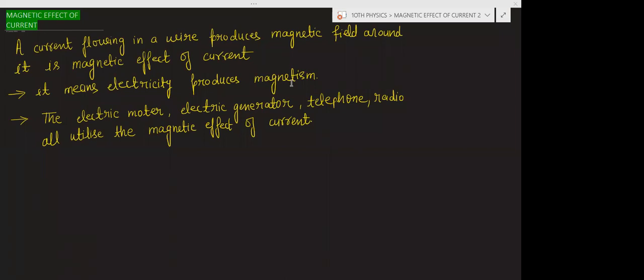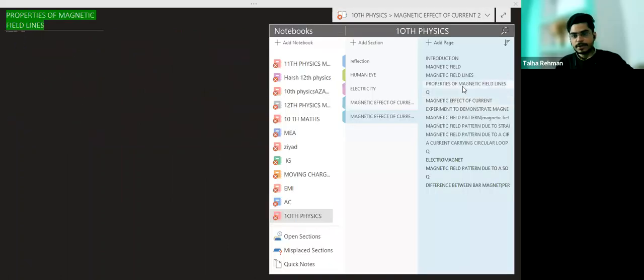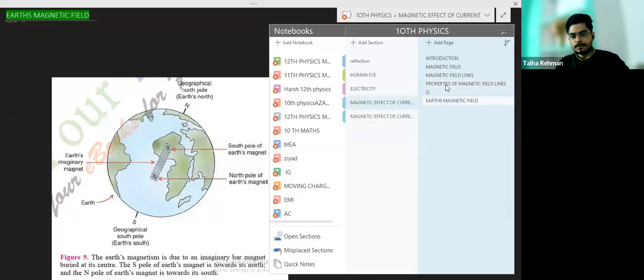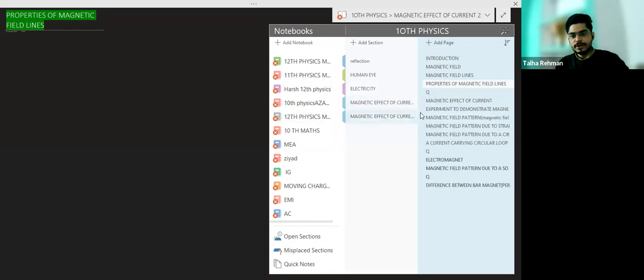Okay, so in the last class, we discussed the properties of magnetic field lines. So today we will discuss the magnetic effect of current.